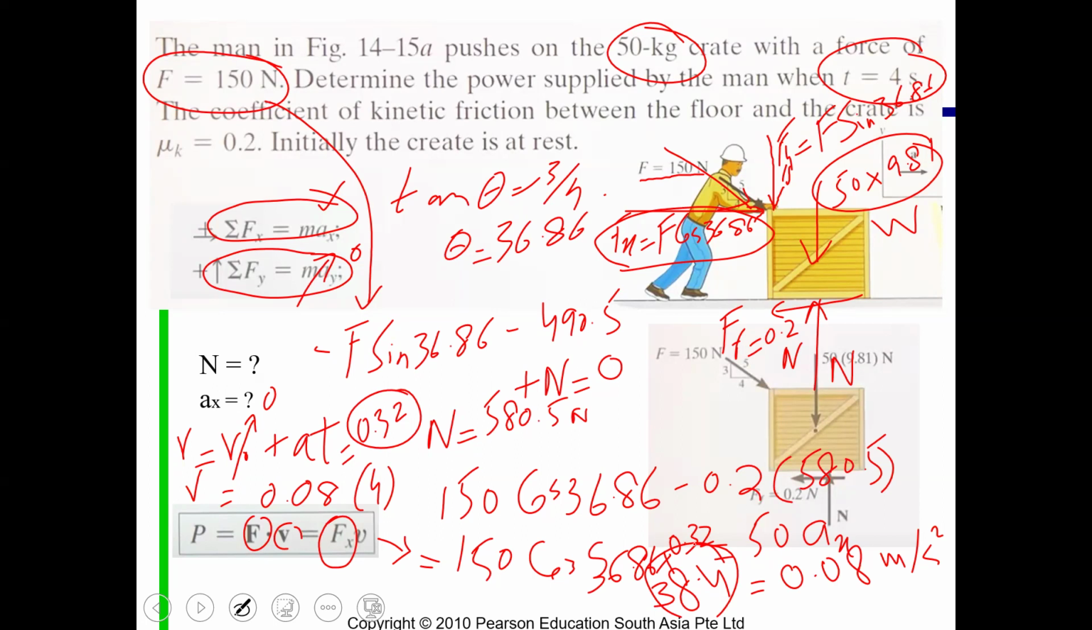That is technically how you solve problems which are kinetics related. You utilize the F equal to ma equation. And remember what we dealt with in the previous lecture and in this lecture: these are kinetics problems, not kinematics problems. Kinetics means that the forces also come into play.